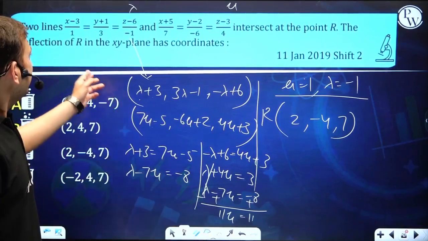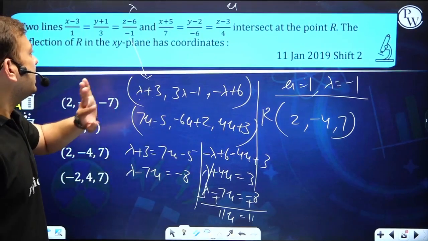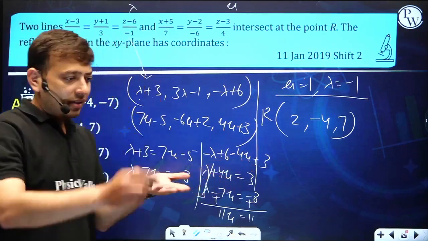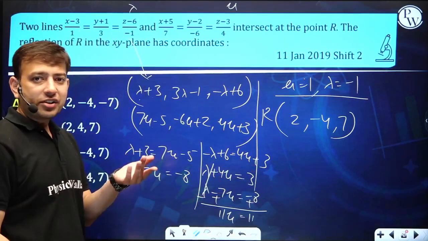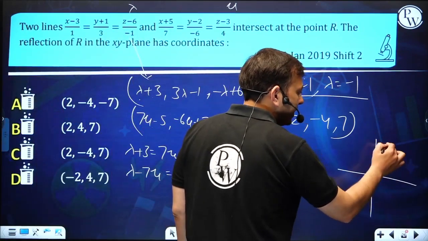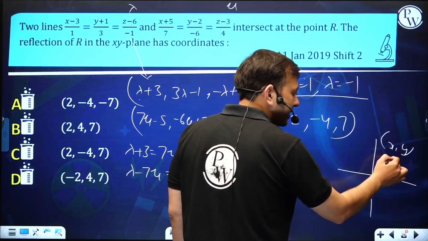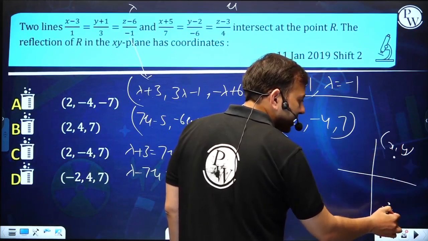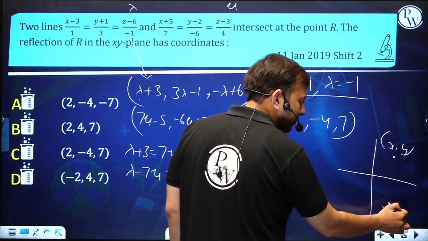Now I need the reflection of R in the xy plane. Sir, xy plane, x, y, reflection. Just compare it with 2D. If the point is x, y, its reflection in the x axis is what? Sir, the x coordinate remains the same, the y coordinate becomes minus.